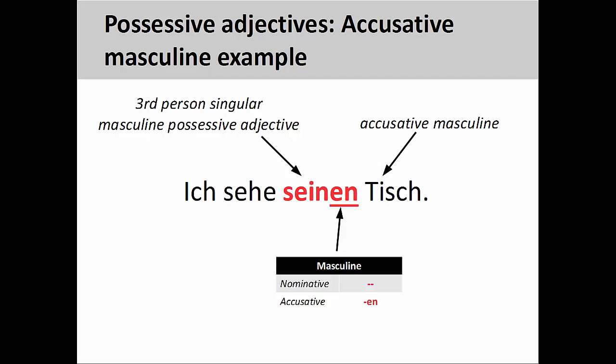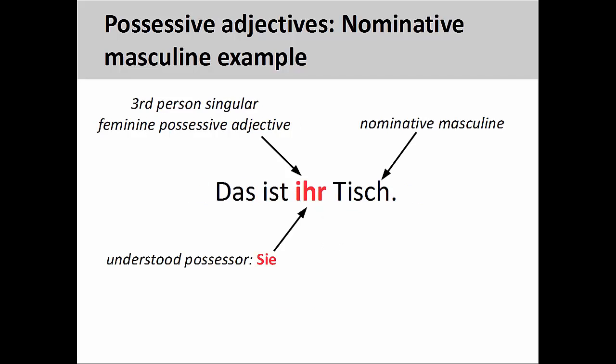"Ich sehe seinen Tisch." I see his table. The possessive adjective still agrees with the number and gender of the understood possessor, but here the ending must show that the adjective modifies a masculine noun in the accusative case. Let's see what happens when we change the possessive adjective. In this sentence, the number and gender of the understood possessor, sie, agrees with the number and gender of the possessive adjective. It is third person singular feminine.